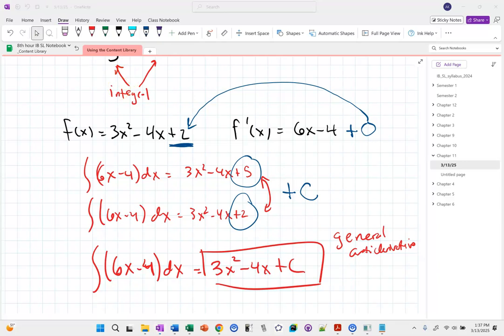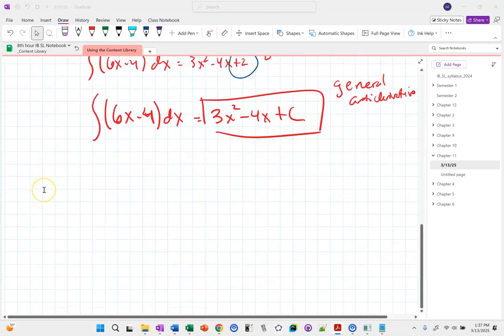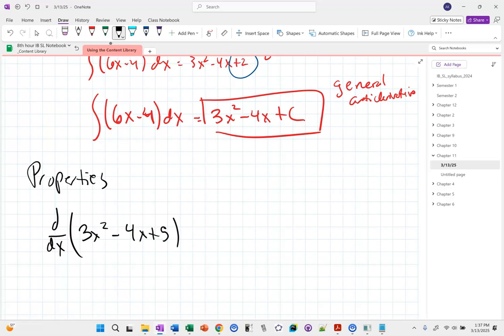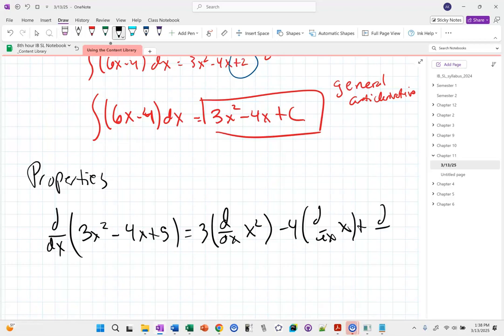Let's practice now computing some of these antiderivatives. Sound good? Oh, well, before we do that, one other property here, or properties. You know how when we do the derivative of something, we can pull the constant out front, and then we can just do the derivative of each chunk, right? We do this all the time, even without thinking about it.